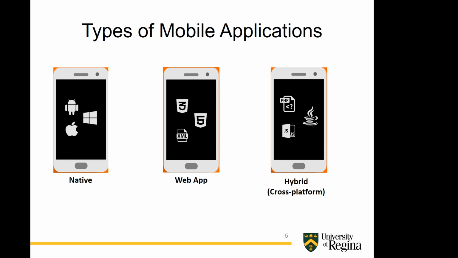There are three types of mobile applications: web apps, native apps, and hybrid apps, also known as cross-platform apps. If you look at the images, it shows that the native applications deal with Android, iOS, and Windows platforms. The web application deals with CSS3, HTML5, and XML. The cross-platform applications are associated with PHP, Java, and JavaScript.